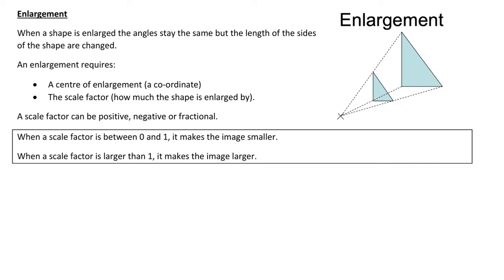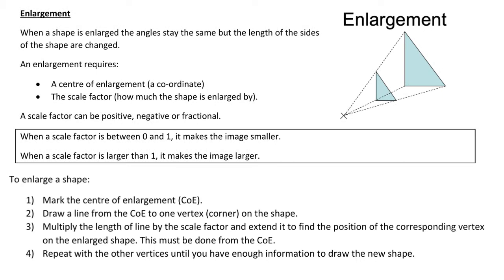When the scale factor is between 0 and 1, it's going to make the image smaller. So in the example above, if this was the object, then the image would be smaller, so that would be a fractional scale factor between 0 and 1. When a scale factor is larger than 1, it makes the image larger. So if the smaller triangle was the object, then the image is the larger one. And we'll deal with negative scale factors later.